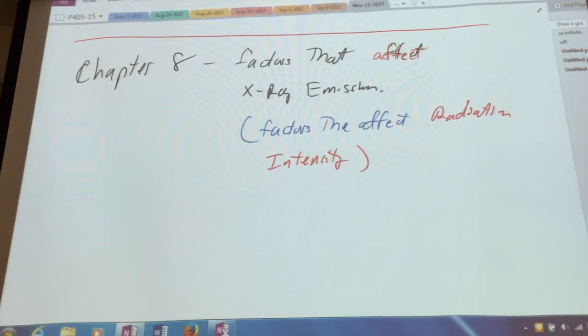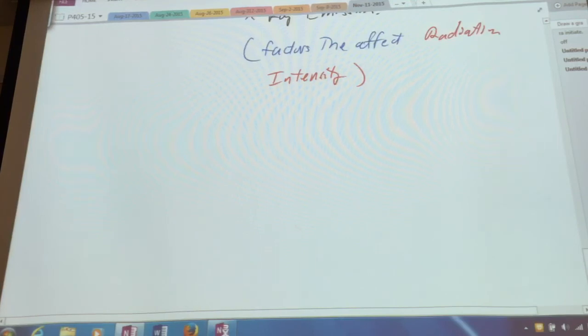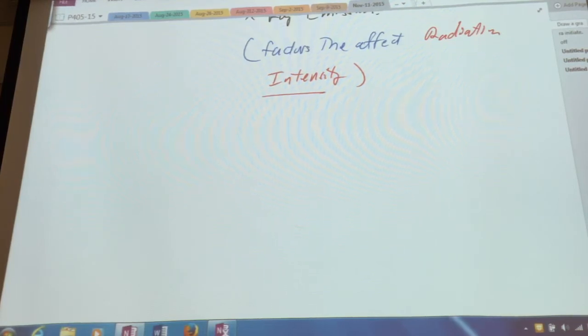So what I'm trying to indicate here is that you're thinking about intensity. So now we're not worried about the spectra as much as the intensity of the radiation that the patient might experience. And so the things that affect intensity, the first thing that jumps to your mind is distance.